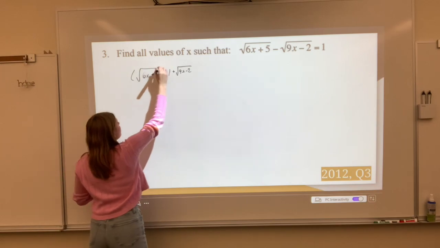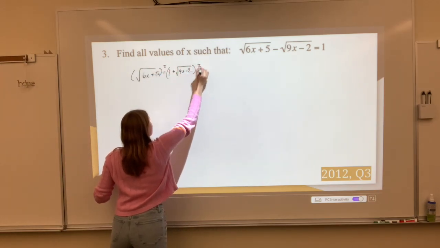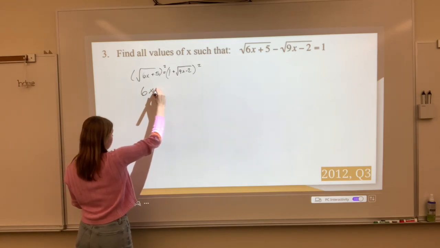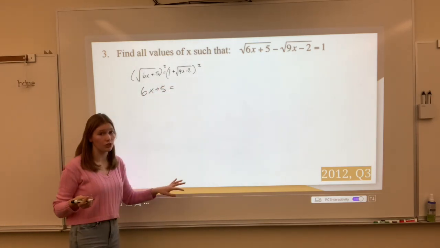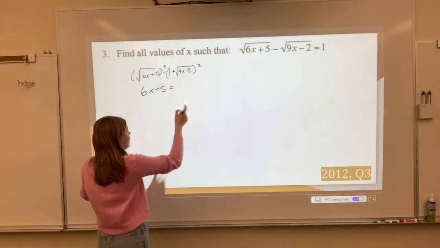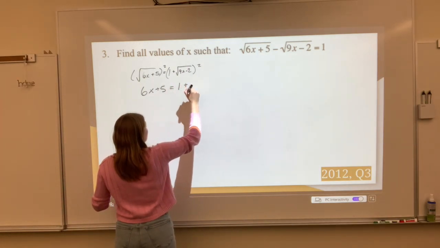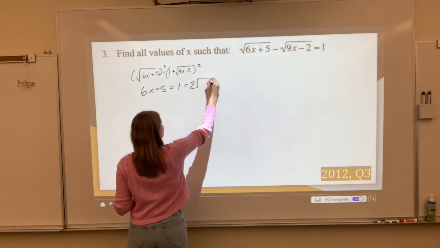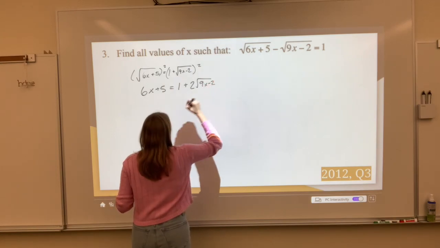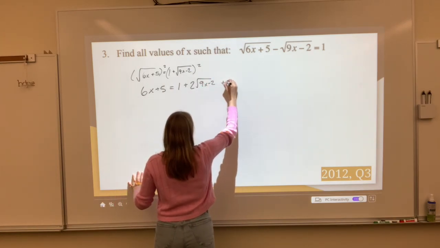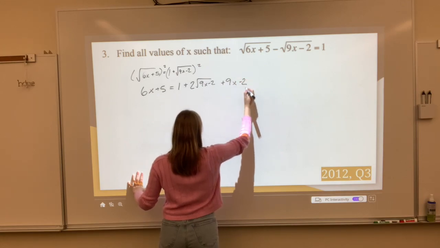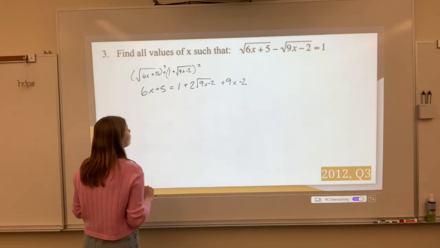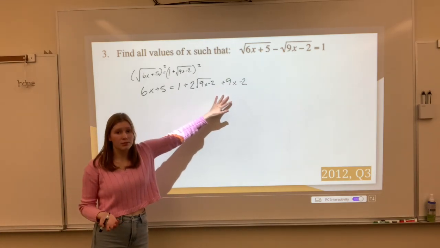So now, we can square both sides and say, okay, the square root of 6x plus 5 squared is 6x plus 5. And that's equal to, now we have to FOIL this. So we get 1 squared plus the square root of 9x minus 2 plus the square root of 9x minus 2, so 2 times the square root of 9x minus 2. And then we have plus 9x minus 2, because the square root of 9x minus 2 squared is 9x minus 2.